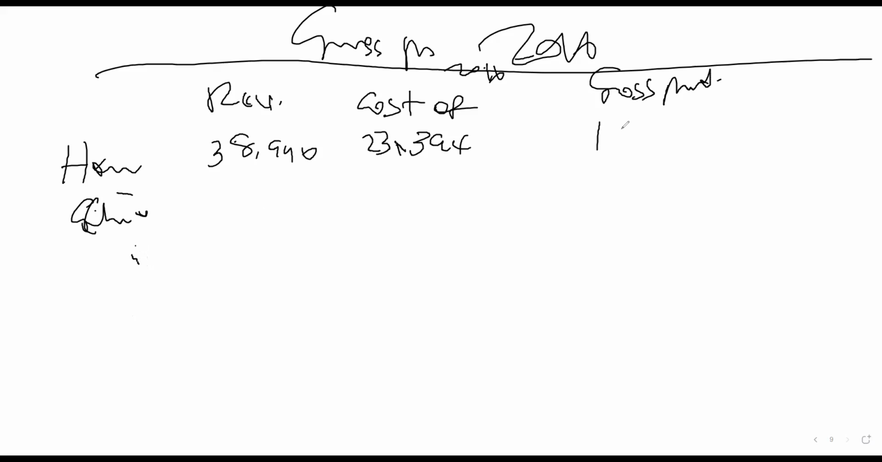$15,596. Yes, 15,596. That's all. So that's the gross profit. So you can go ahead and find the gross profit margin. What's your gross profit margin?